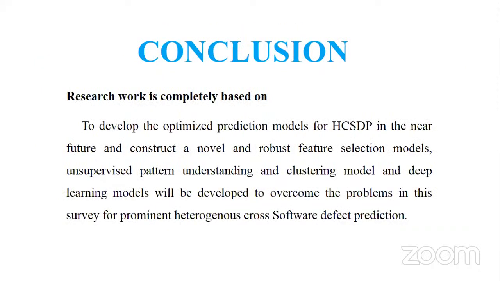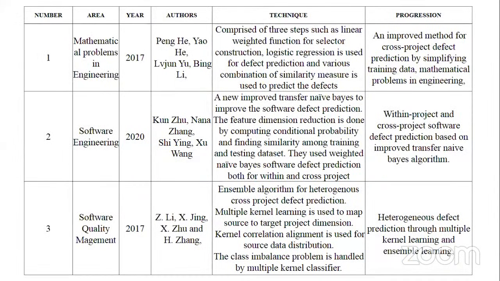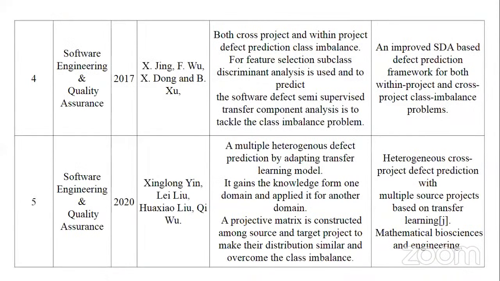My conclusion: my research work was completely based on developing the optimized prediction model for heterogeneous cross project defect prediction in the near future. Novel and robust feature selection model, supervised pattern understanding and clustering model and deep learning model will be developed to overcome the problem in this survey for the heterogeneous cross software defect prediction. My literature review references are base papers on mathematical models using software engineering, software quality management and quality assurance papers.